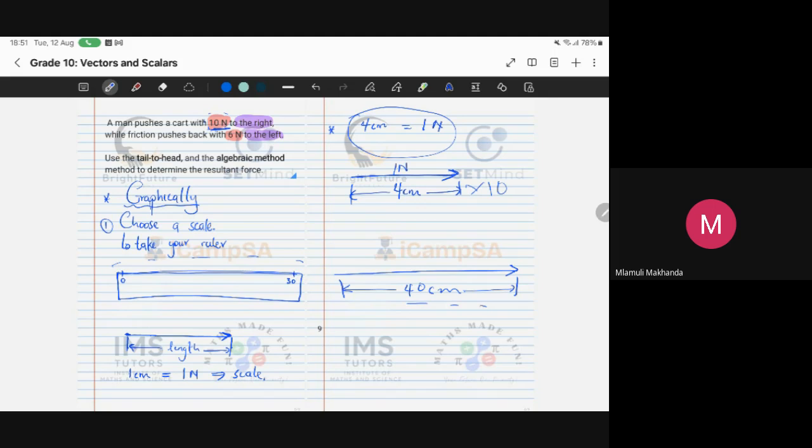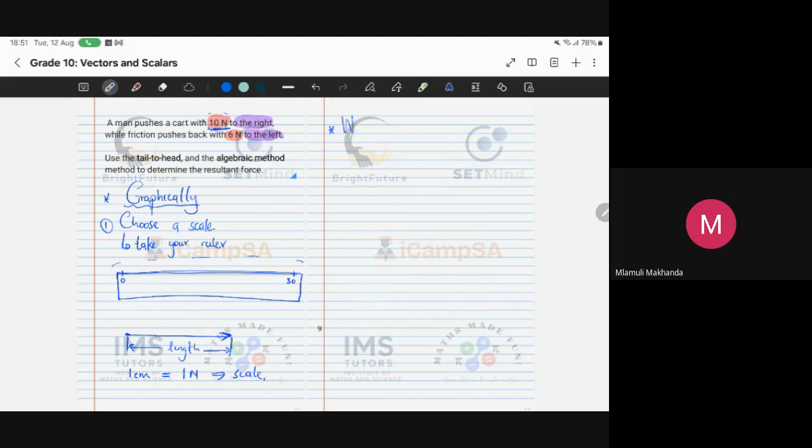So the trick here is to choose a scale that will be big enough so that the vector is easy to see and visualize, but it should not be so big that it's a nonsensical vector. You can't measure it with your ruler, or even if you can, it's just too big. It looks strange, right? So it's all at your own discretion. You choose the scale based on your own intuition and common sense. Right, that's how the graphic method works. So let's just finish this example.